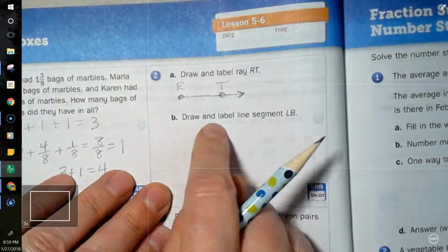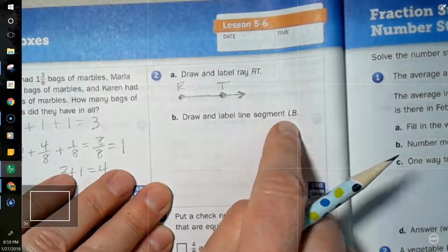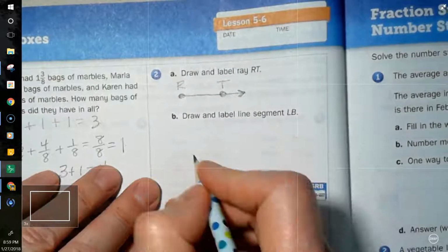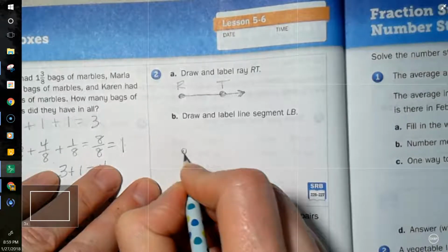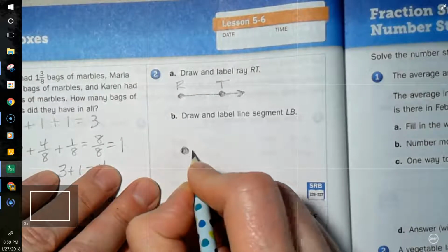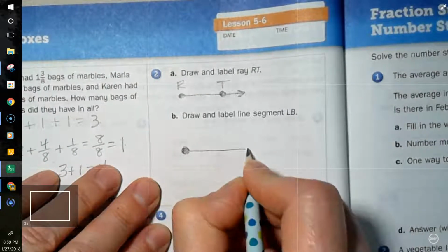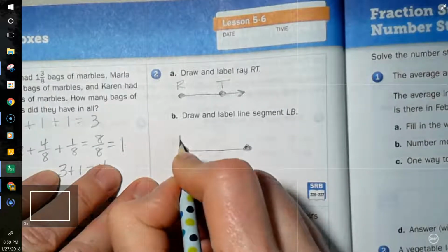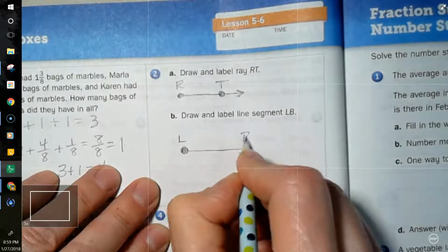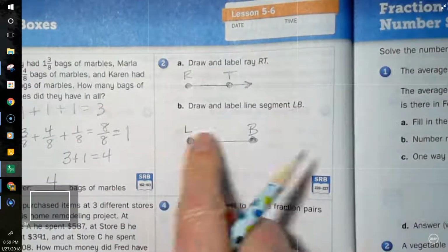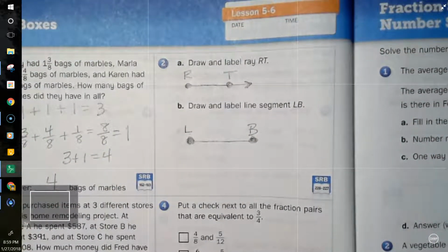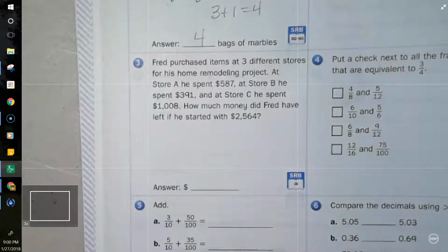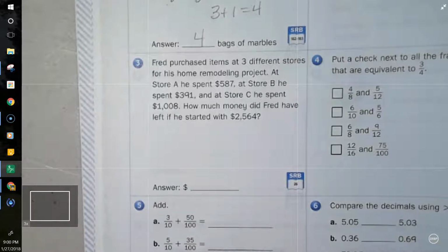And here I get draw and label line segment LB, so it's a segment of a line, it's a part of a line. So it's not going to be like a ray in that it continues and goes on and on. It just has a definite beginning and a definite end, and those are labeled L and B. And again, those could be switched around, B and L, as long as I have those 2 points on my line. For question number 3, let's read that first.